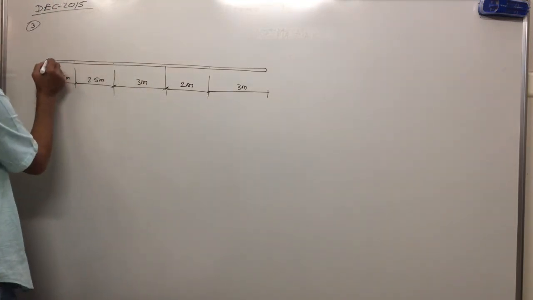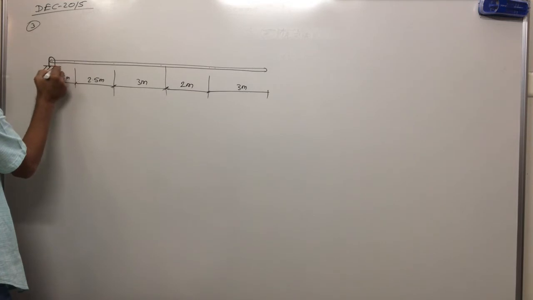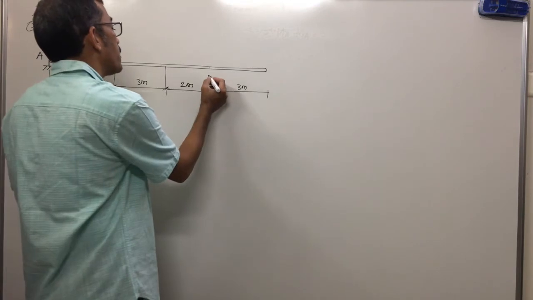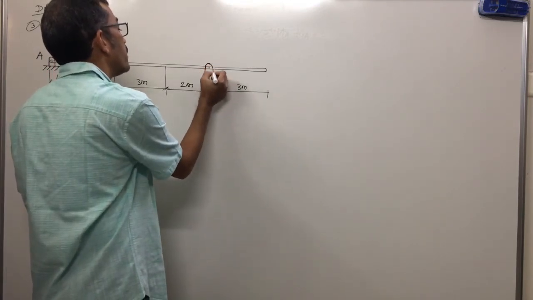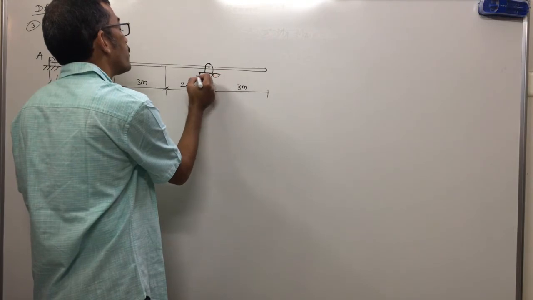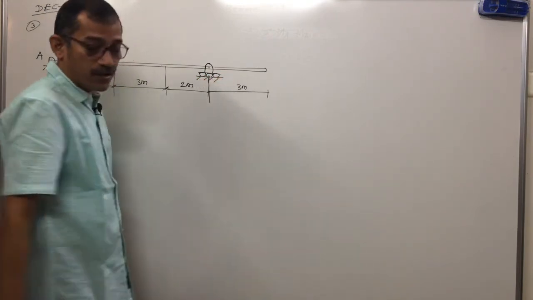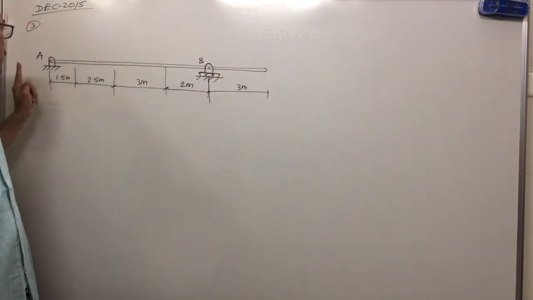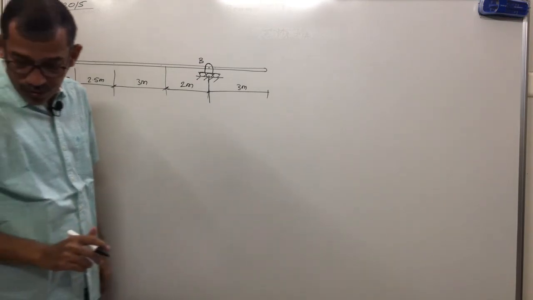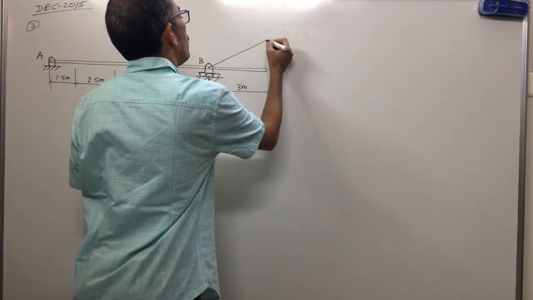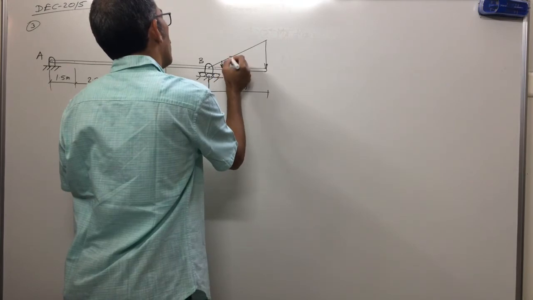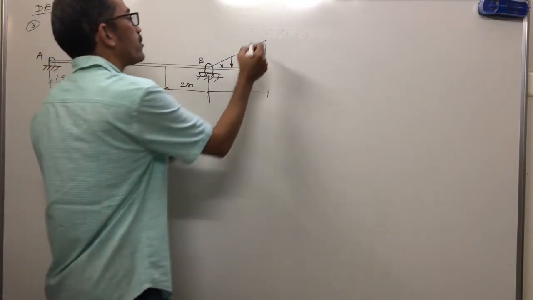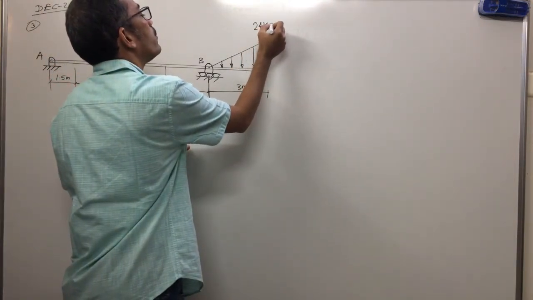Support at A, what is given is again a hinge support. This is A. The other support is not at the end, it is given somewhere here, and this support is a roller support given 3 meter from the other end, say B. Supports are at A and B. Other forces given: one uniformly varying load in the last 3 meter. This is UVL. Magnitude is 24 kilonewton per meter.